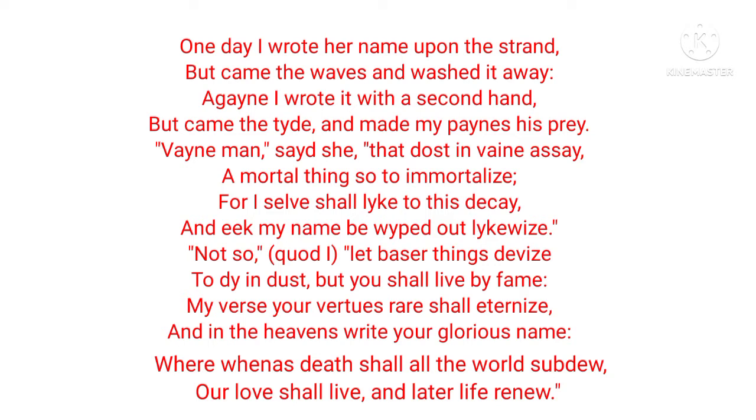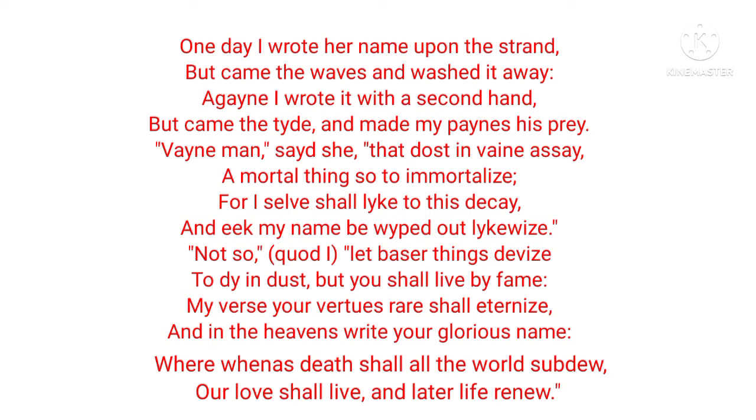One day I wrote her name upon the strand, but came the waves and washed it away. We notice that the sonnet starts with "one day", which makes us feel that the poet is trying to recall some past events of his life, isn't it? He says that one day I wrote her name. Here "her" refers to Elizabeth Boyle, that is the poet's beloved. So the poet says that one day he wrote his beloved's name upon the strand or shore of the sea.